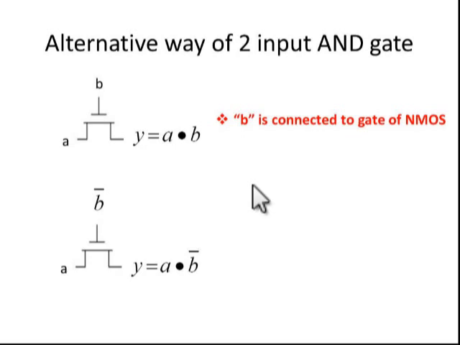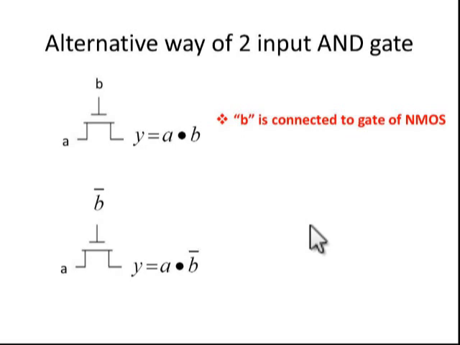If the gate of the NMOS is connected to B, it gives A dot B. That means for the NMOS to act as a switch, usually it should be operated in the saturation region. For the saturation region, we have to give a high input voltage to the gate. The gate input is nothing but B. When B is 1, it passes A. So that's why here we are getting A dot B. In the second circuit, the gate signal is connected to B bar, so the expression for the second circuit is A dot B bar.